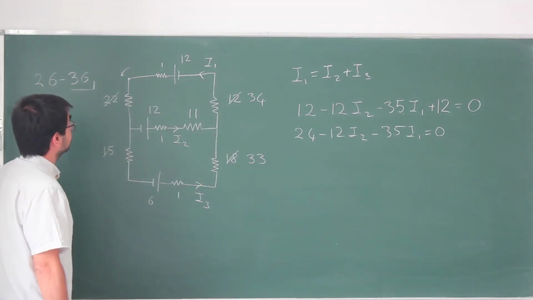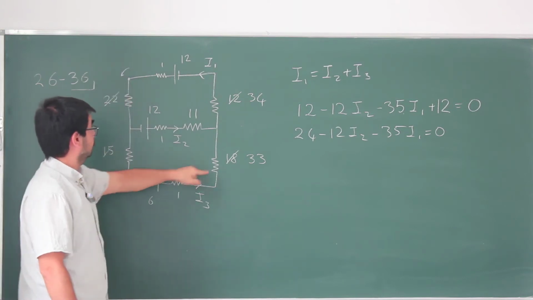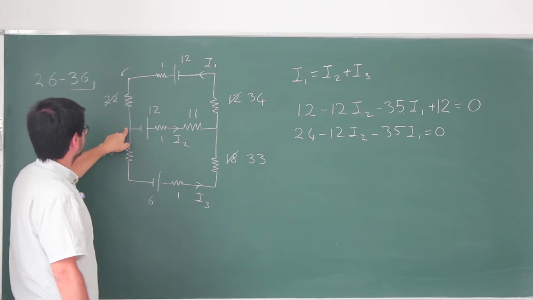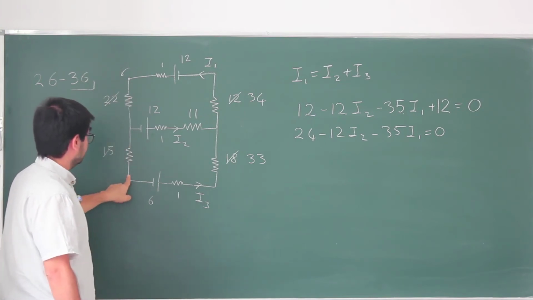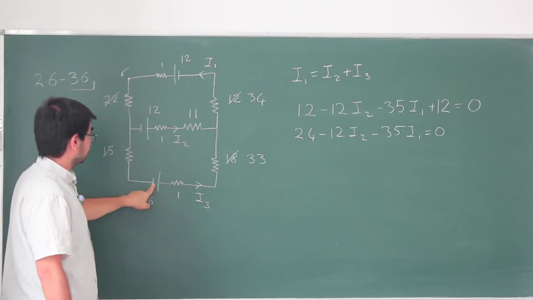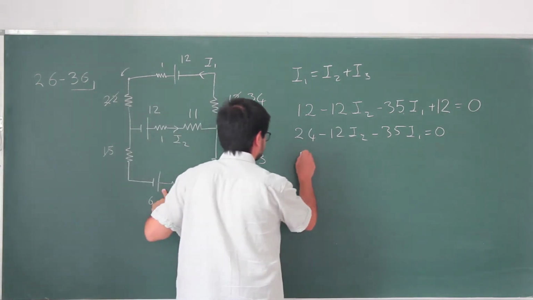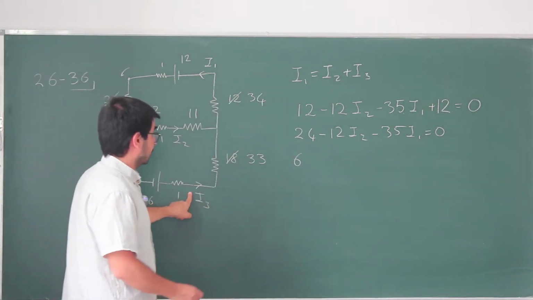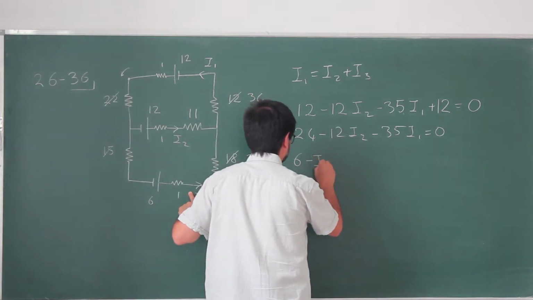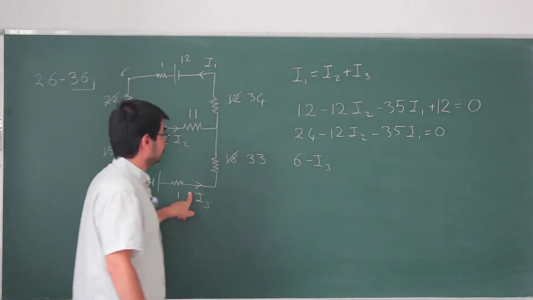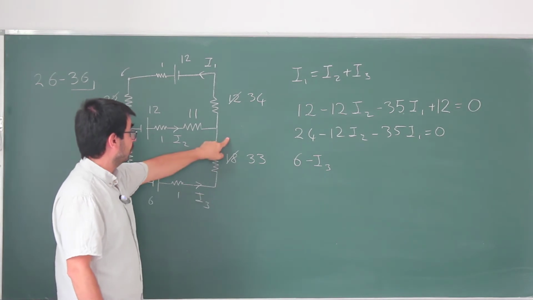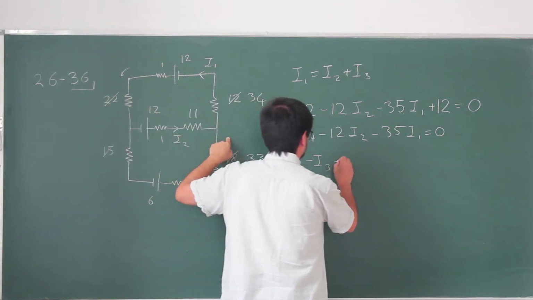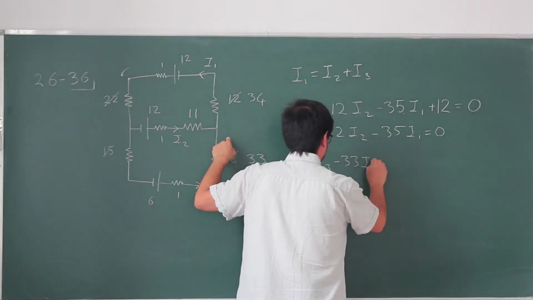as a second loop, let's take the big loop. Again, starting from this point, I'm going to look at the big loop. Going over here, there is nothing. Going over here, there is nothing. Going over here, I'm moving from negative to positive terminal, so that's plus 6. Then I'm moving over a 1 ohm resistor in direction of current I3, so that's minus I3. I will now write explicitly and then do the simplification at the end. Now I move over a 33 ohm resistance in direction of I3, so minus 33 I3.